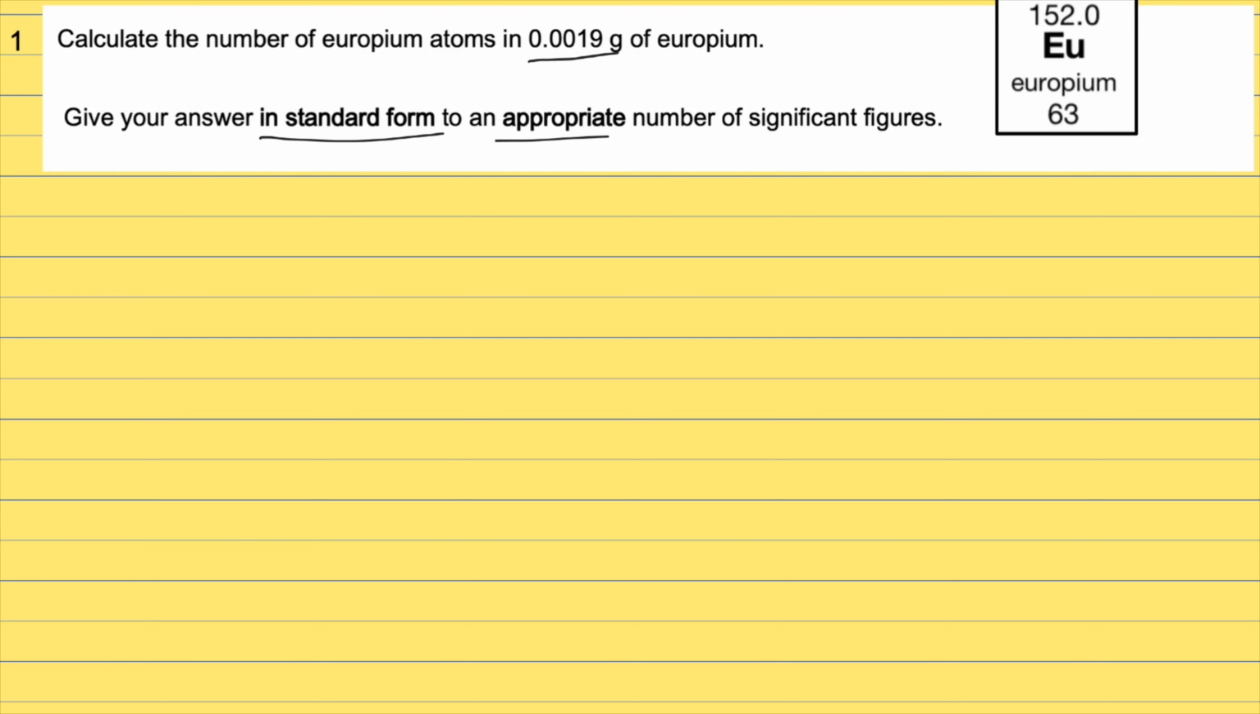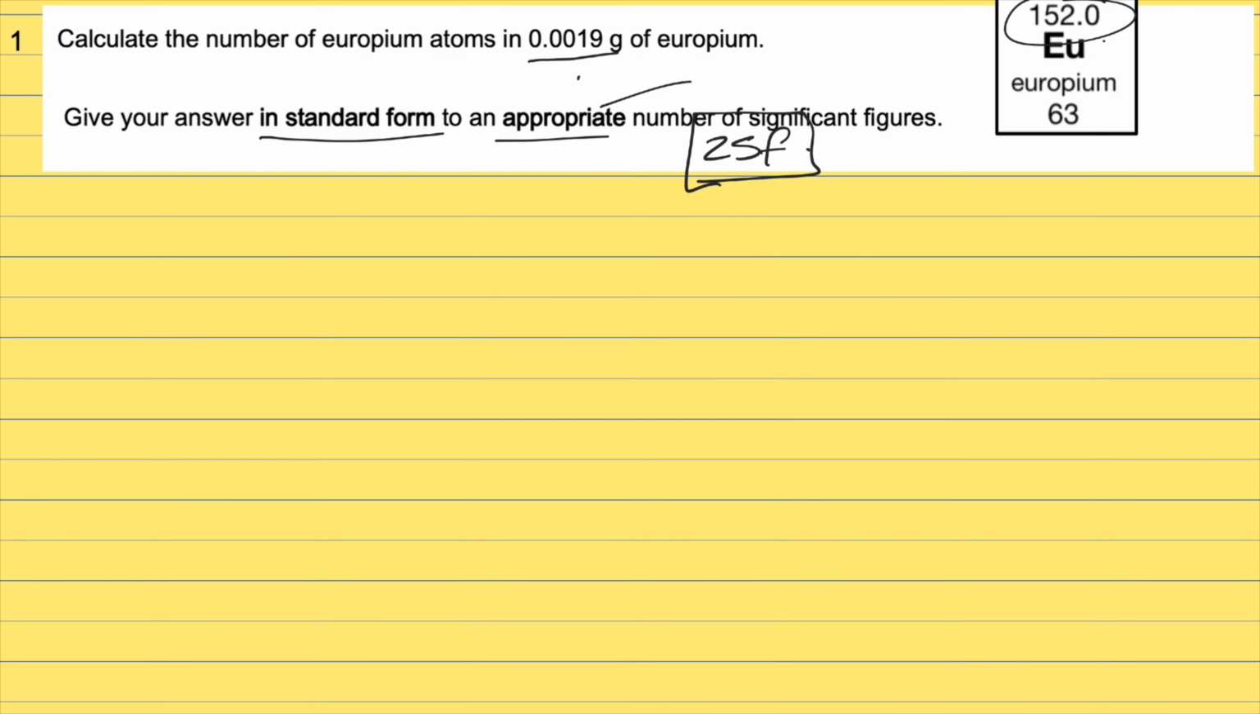Okay, so I've pulled the europium atom out of the periodic table and it's got a relative formula mass of 152. Thinking about standard form, that's going to be times 10 to the something, and an appropriate number of significant figures. Well, these are the two values that we have. We need to give it to the least number of significant figures of these. So our final answer is going to be to 2 significant figures.